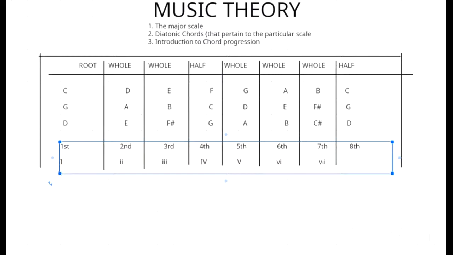For the 4 chord, it would be F, A, and C. For the 5 chord, G, B, and D. For the 6 chord, A, C, E. For the 7 chord, B, D, and F.